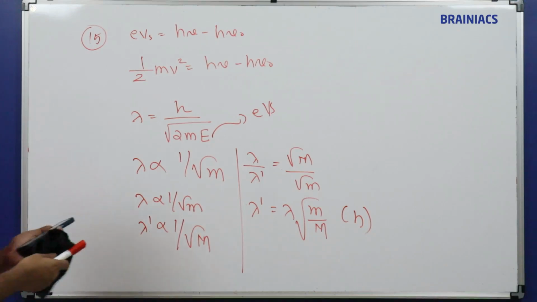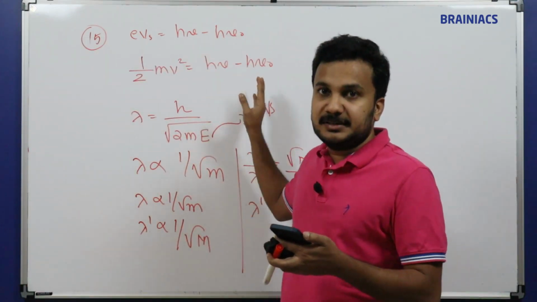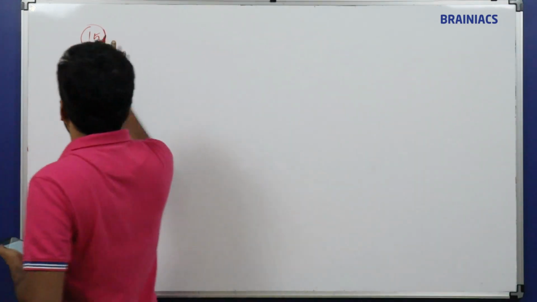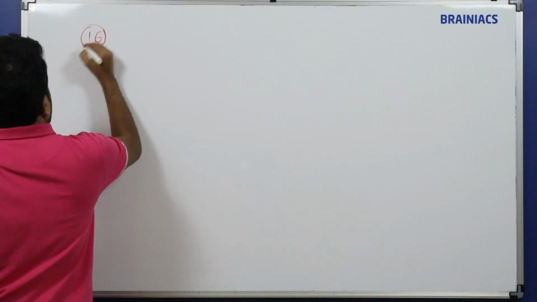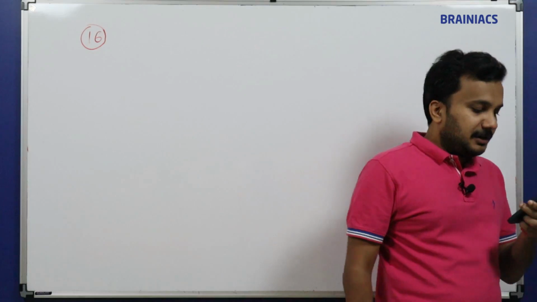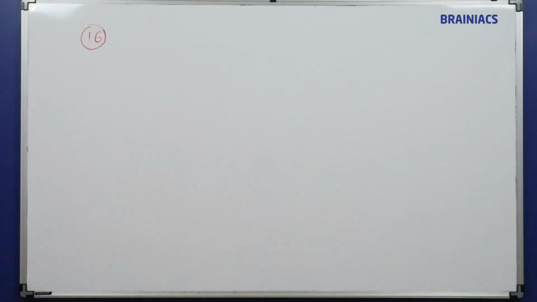Okay, let's move to the next question from the session, which is question number 16. So 15th question is over. Let's move to question number 16. What is question number 16 saying? If the momentum of an electron is changed by p, then the de Broglie wavelength associated with it changes by 0.5%, then the initial momentum of the electron will be.